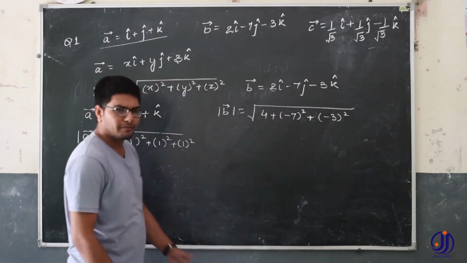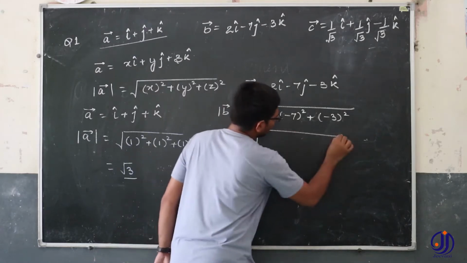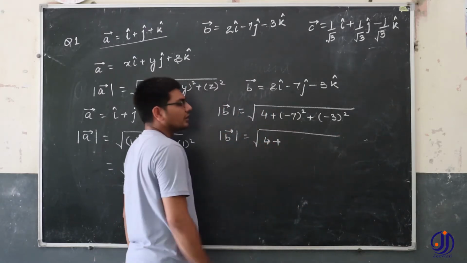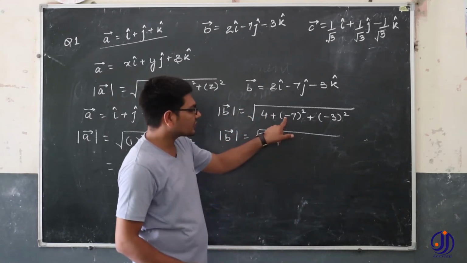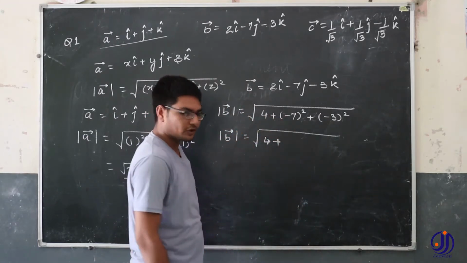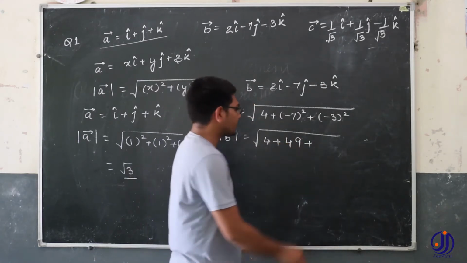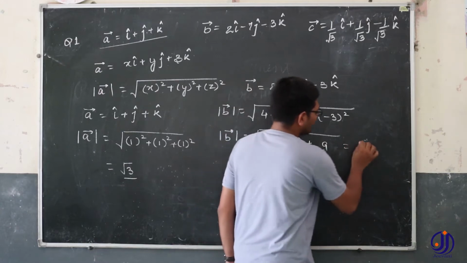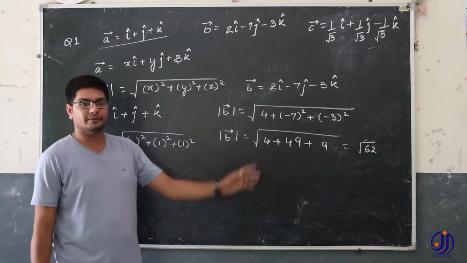Right. So the magnitude of vector B will be 4 plus, what is the square of minus 7? It will become 49, right? Because the square of negative quantities is also positive. So it becomes 49 plus the square of minus 3, which becomes 9, and it comes to be root 62. This is the magnitude of vector B.